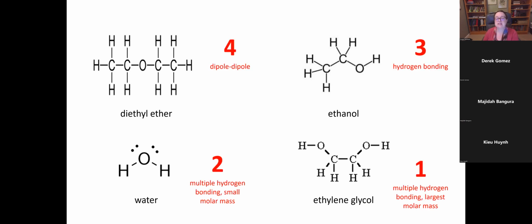Just to remind us, with these four molecules, the one with the strongest intermolecular forces was ethylene glycol. It had lots of hydrogen bonding and a big molar mass. Water also had lots of hydrogen bonding, but it was tinier, so it had a smaller London dispersion force. So we put it in second place. And then ethanol, which can only form one hydrogen bond. And then lastly, diethyl ether, which only has polar qualities.